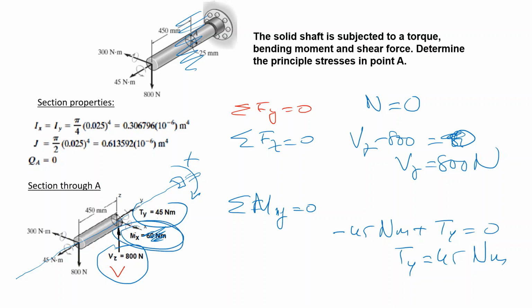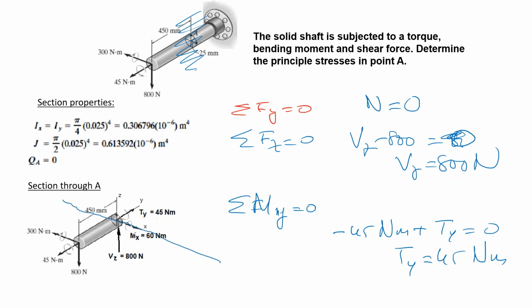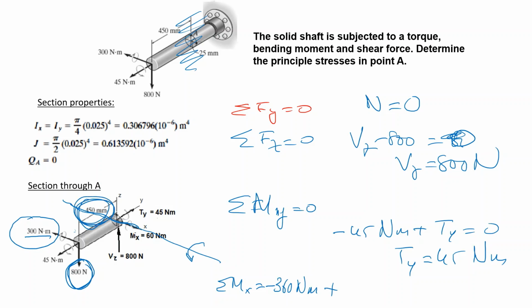The only thing which remains is the bending moment. Let's clear everything. The bending is around the axis X, so the positive direction is this direction. Here we have sigma Mx equals to. As you see, we have an acting bending moment of 300 newton meters in the negative direction. Then we have the bending effect of this 800, which tries to rotate this section in the positive direction, and the bending moment arm is 450 millimeters.